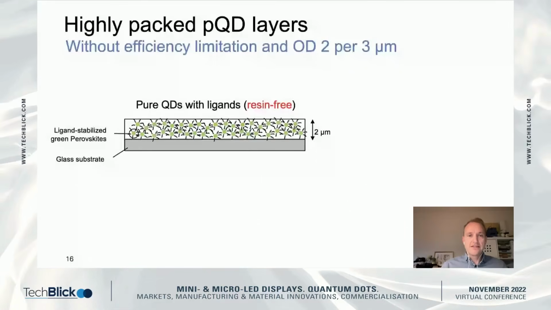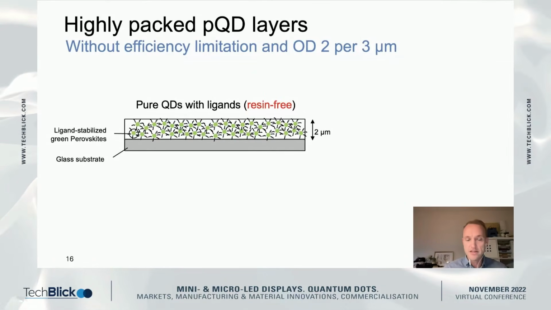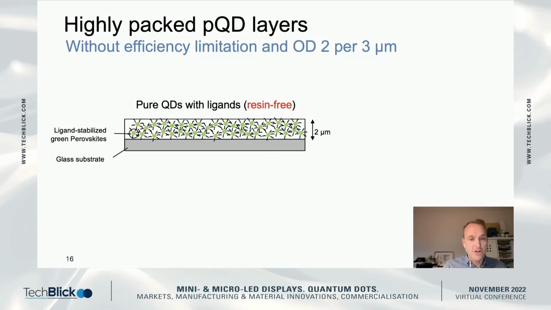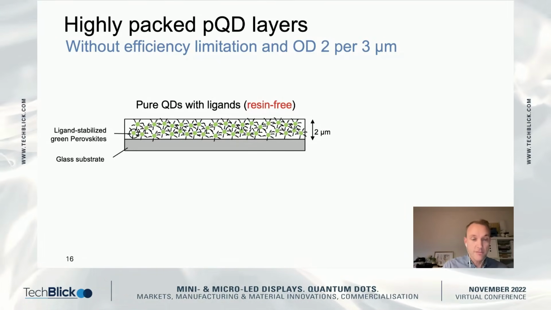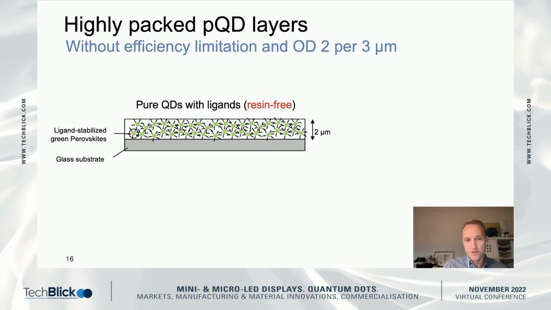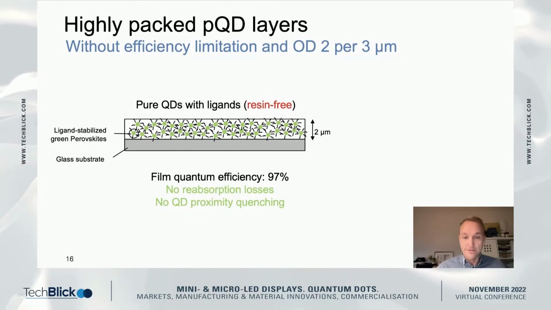Packing QDs densely. So what we did here is we deposited a layer of perovskite QDs without using a resin. So the QDs are not embedded in an additional resin. In this layer, we have the QDs and a special ligand on the surface. So that's, I would say, as highly packed as possible. And the question is here, of course, what about efficiency, quantum yield quenching, and so on? So we measured the quantum efficiency of these dry films, and we still have 97% quantum efficiency.